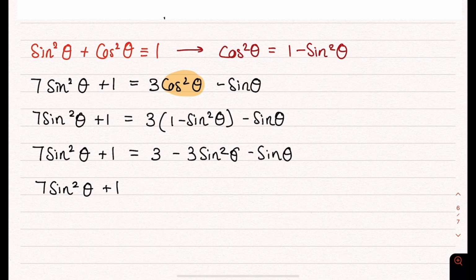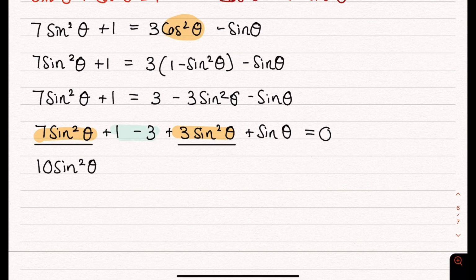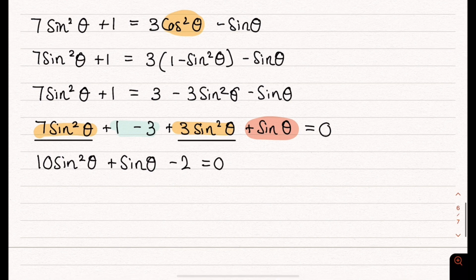So if we put the whole equation onto one side, we have 7 sine squared theta plus 1 minus 3 plus 3 sine squared theta plus sine theta is equal to 0. So now we can simplify this equation to obtain 10 sine squared theta plus sine theta minus 2 is equal to 0.